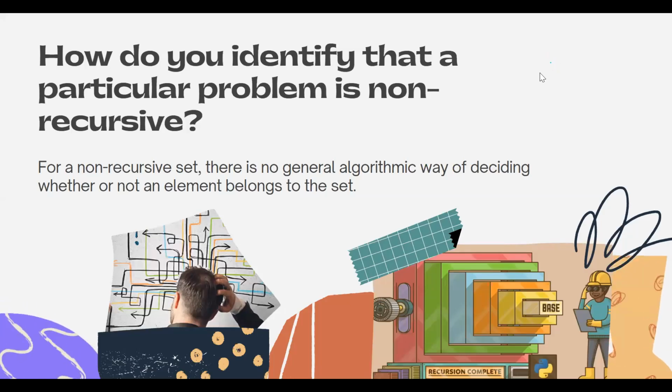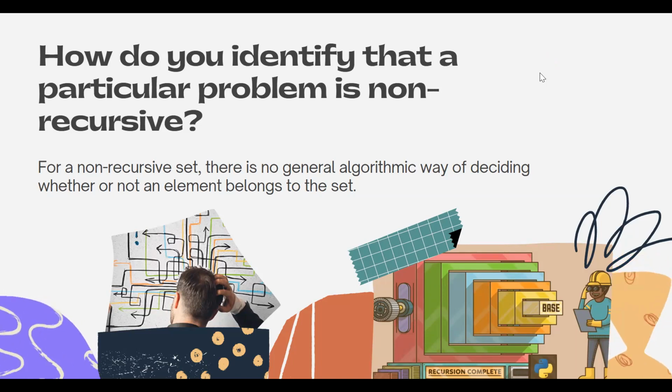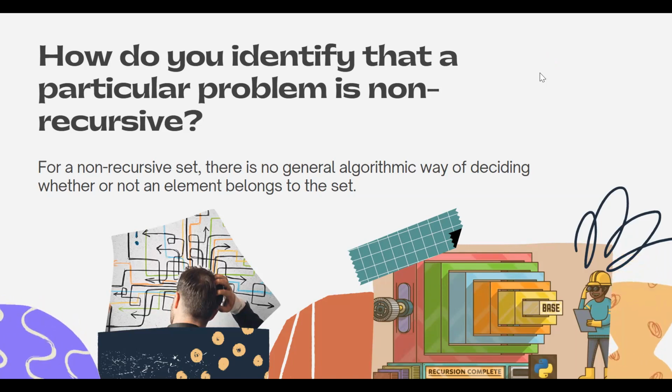How do you identify that a particular problem is non-recursive? For a non-recursive set, there is no general algorithmic way of deciding whether or not an element belongs to that set. There are many problems in mathematics that are considered non-recursive. That is why we might have a class of problems to which the answer in each case is either yes or no, but for which no general algorithm exists for deciding which of these is actually the case.